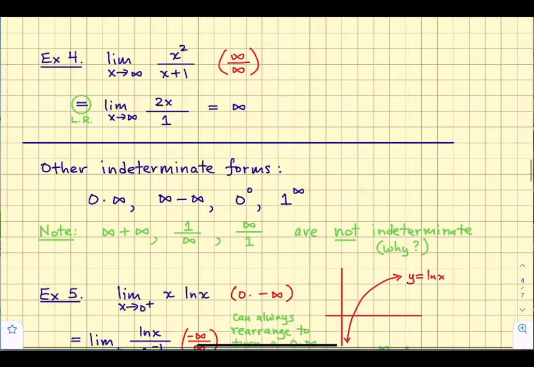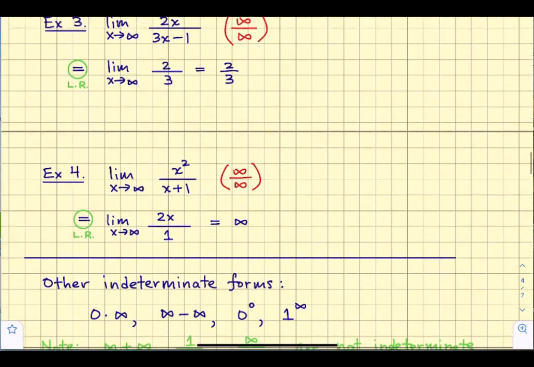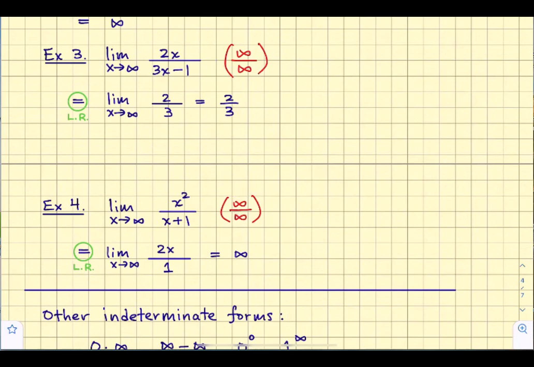Once more, if we take the limit as x approaches infinity of x squared over x plus 1, the numerator is going to infinity, the denominator is going to infinity, so L'Hopital's rule is applicable. Take the derivative of the top, we get a 2x. Take the derivative of the bottom, we get a 1. As x goes to infinity, 2x is going to infinity, so the answer to this limit is infinity. Okay, so notice again, two different indeterminate forms had two different ultimate answers. That's what makes them indeterminate forms.